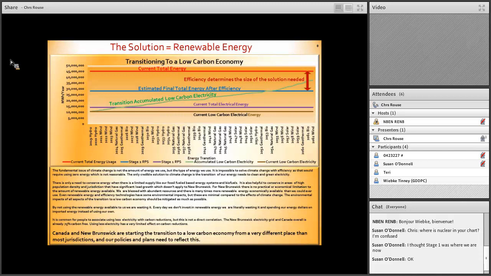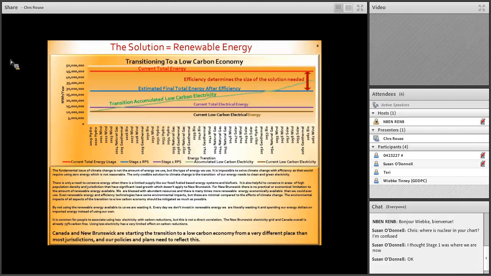So because we're starting from a very different place than a lot of other jurisdictions in the world, our policies and plans really need to reflect that. So the graph above is the problem simplified, although this is not so simplified, it's actually quite detailed, but at a very high level.